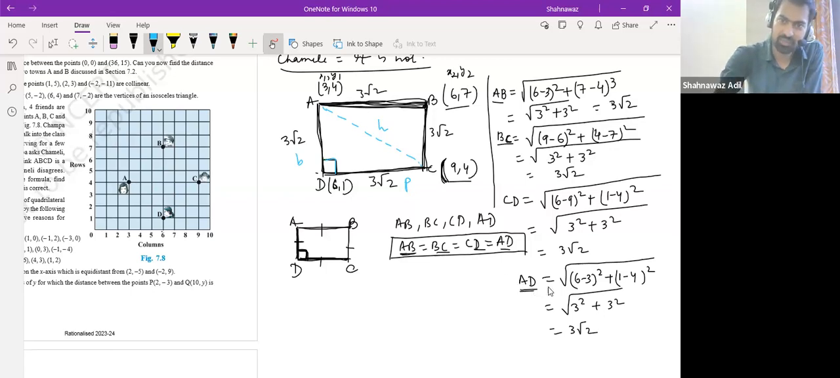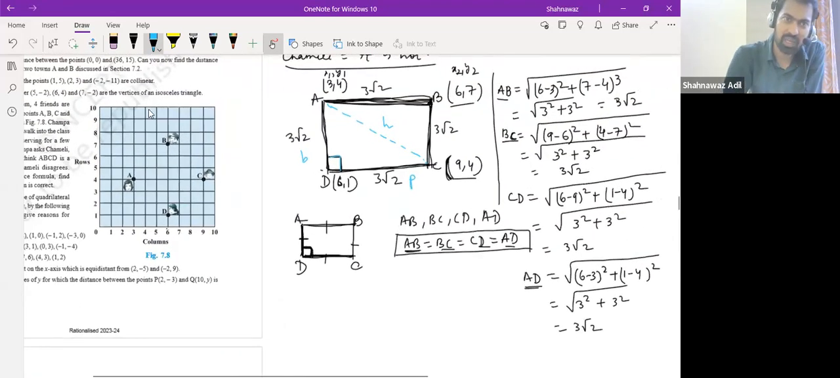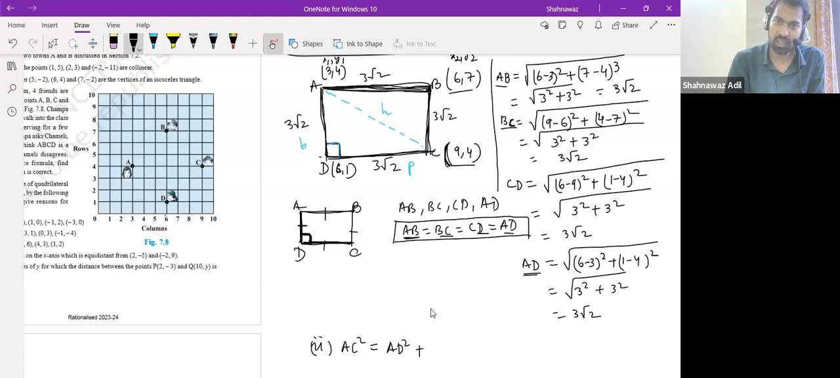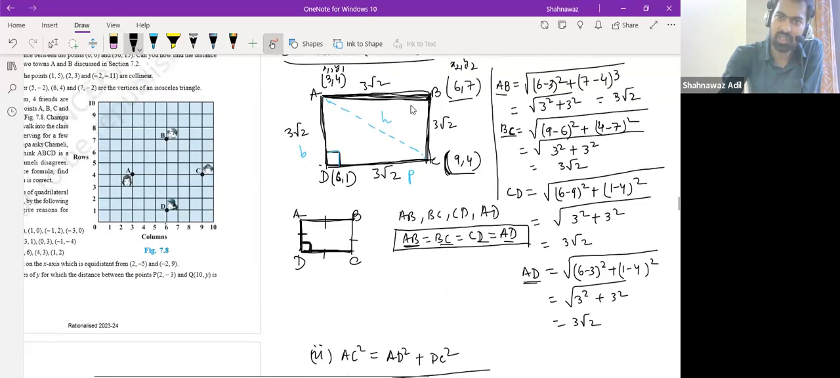Is that clear? Yes. So to prove that it is 90 degrees, the condition is that AC square is AD square plus DC square. Is this clear to you? Yes, clear. So let us find out AC first. AD and DC we know. AC is how much? This is 9 minus 3.